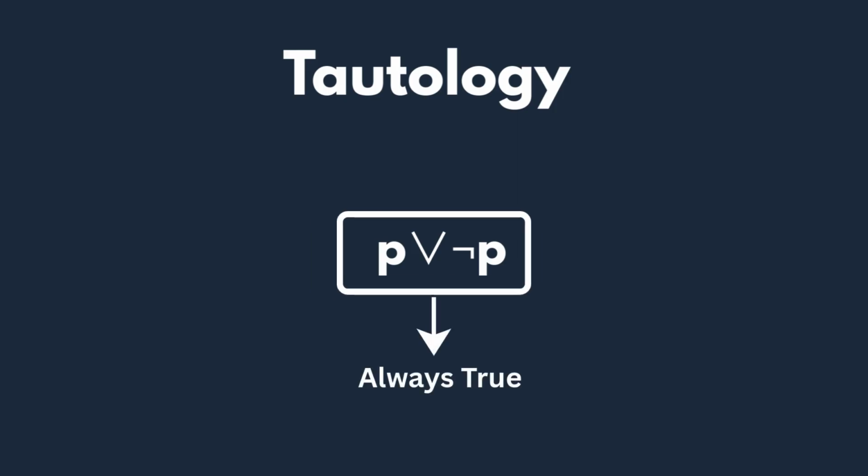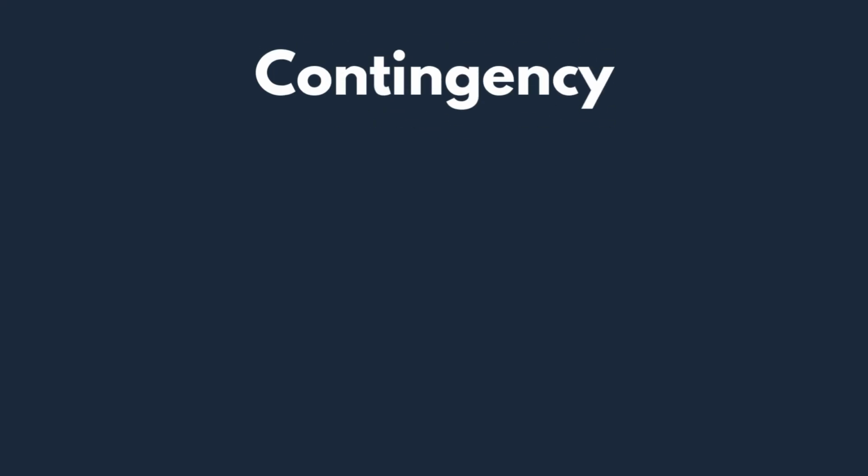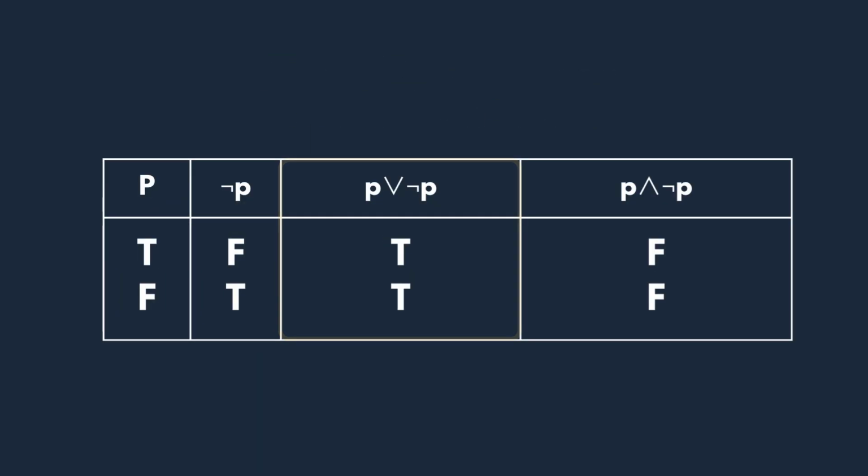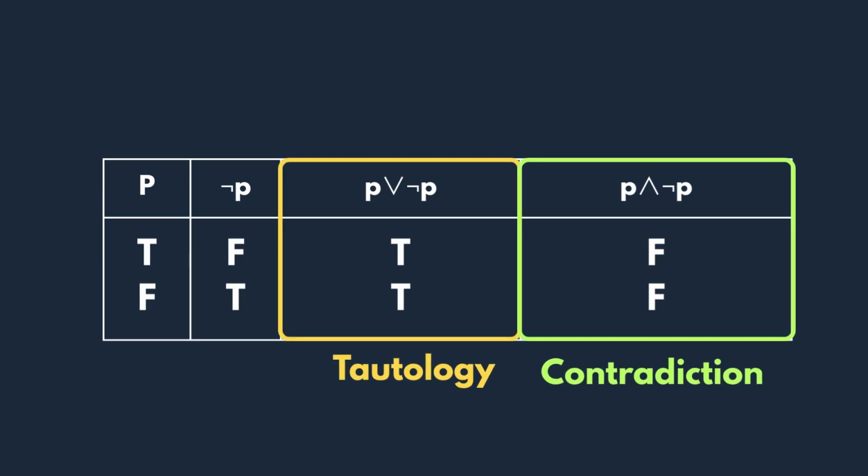A tautology is a proposition that is true for every possible assignment of truth values. No matter whether P is true or false, this statement remains true. A contradiction behaves in the opposite way. This statement is false in every possible case. Finally, a contingency is a proposition that is true for some assignments and false for others. So, propositions can behave in three ways: always true, always false, or somewhere in between. This classification will soon help us define equivalence precisely.